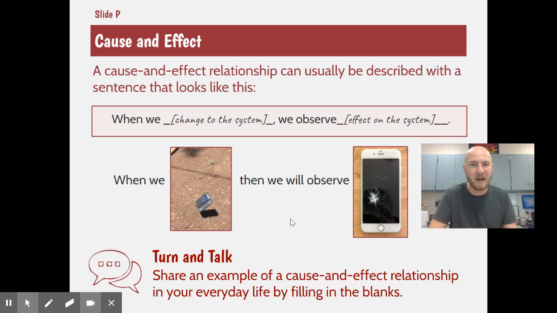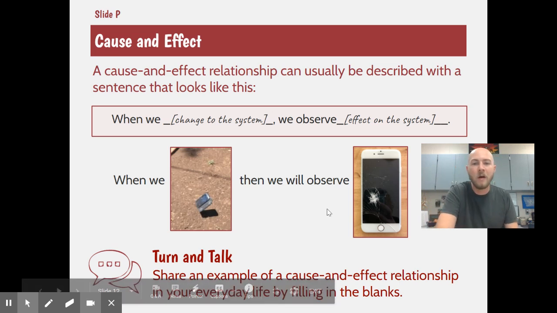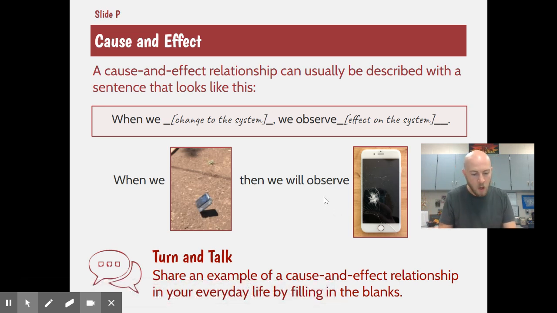Okay, that's happened many times to, I'm sure, many of you guys. Luckily, has not happened to me yet. But notice there that our change was when we dropped our phone. What was the effect of that? Our screen cracked. Okay. Another example might be when I turn the key in my classroom door in the morning, then I observe that the lock opens. All right. So again, when we change this, then we observe that.